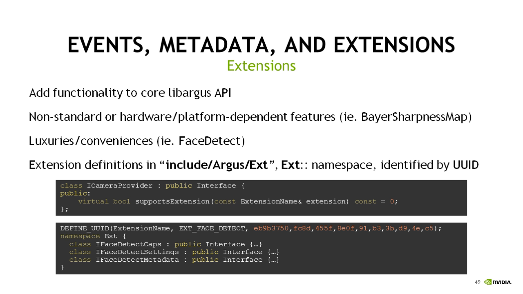Argus's extension mechanism follows pretty closely with what other Khronos APIs do. First, extension headers and interfaces are added to the ext subdirectory of the Argus include path and are defined within the ext namespace. They are identified by unique extension name IDs, and a global camera provider query will return whether or not a particular extension is supported by the Argus implementation.